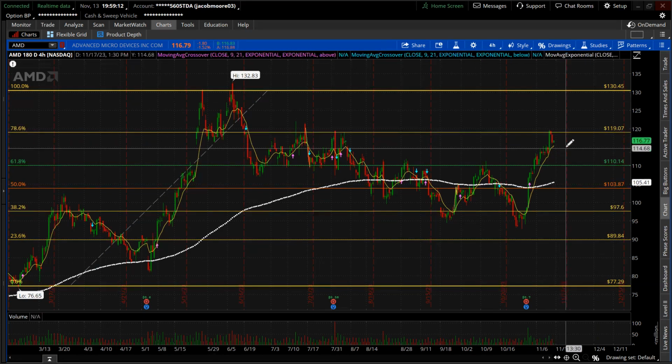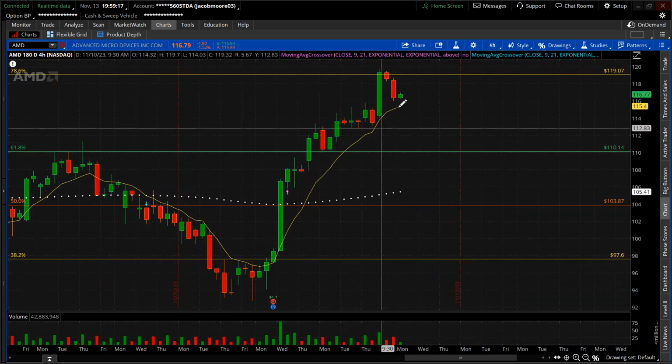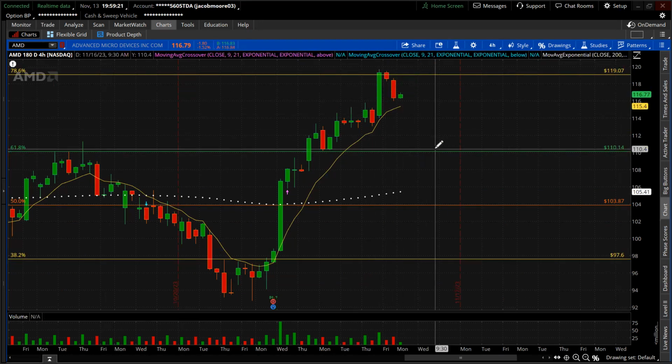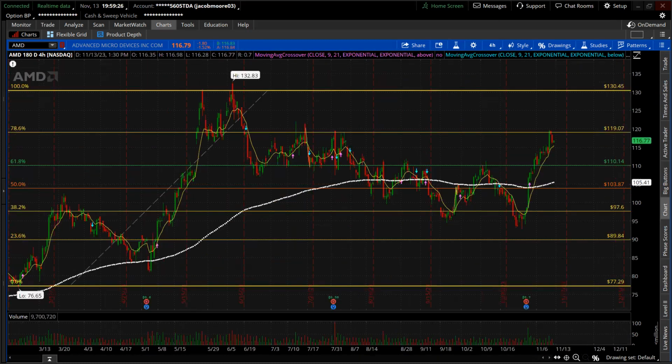Now, I'm going to be looking at this 115 area, and if we break this 9 EMA, which I always have on, to the downside, then yeah, we might have a little bit of a reversal back to 110, just so we can regroup and continue moving, because this is a very, very big move so far.